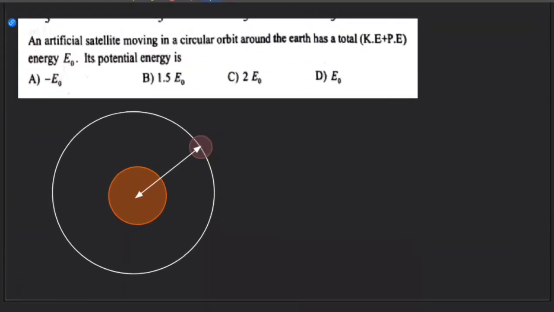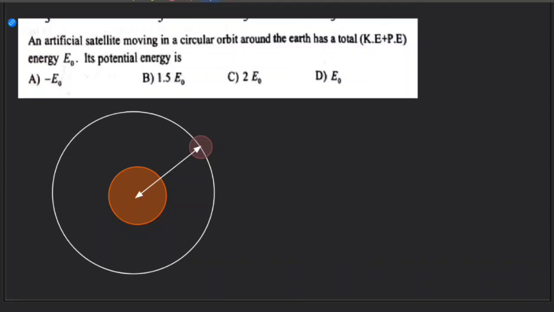From the gravitation, an artificial satellite moving in a circular orbit around the earth has a total energy as E naught. Its potential energy is, right? So there is a satellite. When the satellite is revolving, it will have both kinetic energy as well as potential energy. Okay, earth surface nunchi oka particular height lo unnappudu that will have some potential energy. Since it is rotating, that will also have a kinetic energy, right?